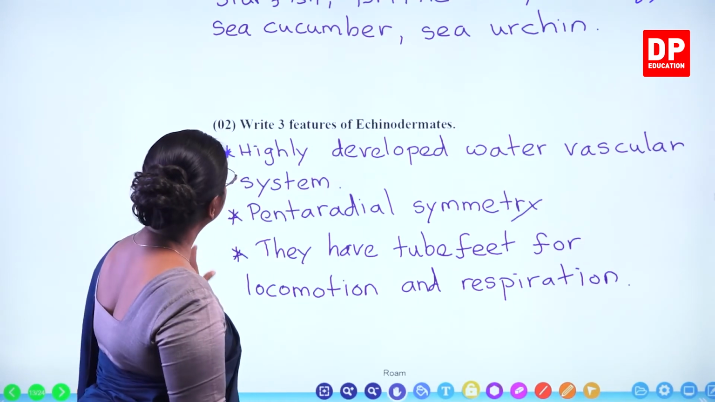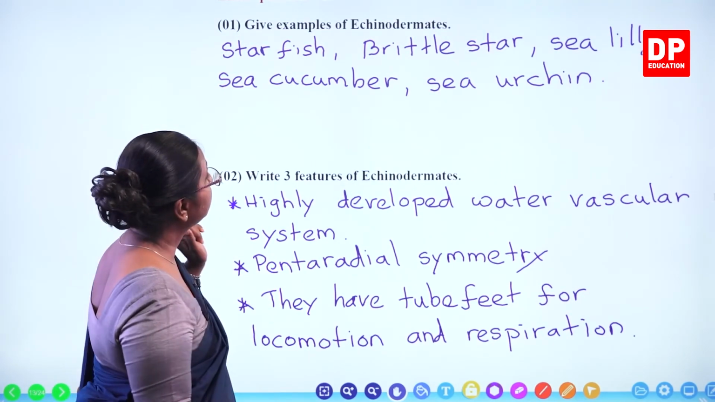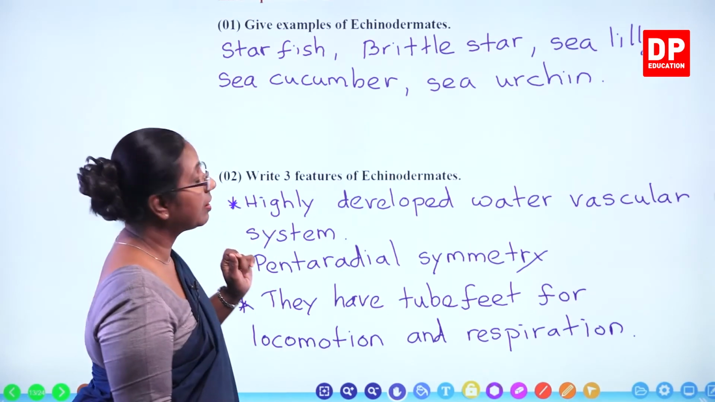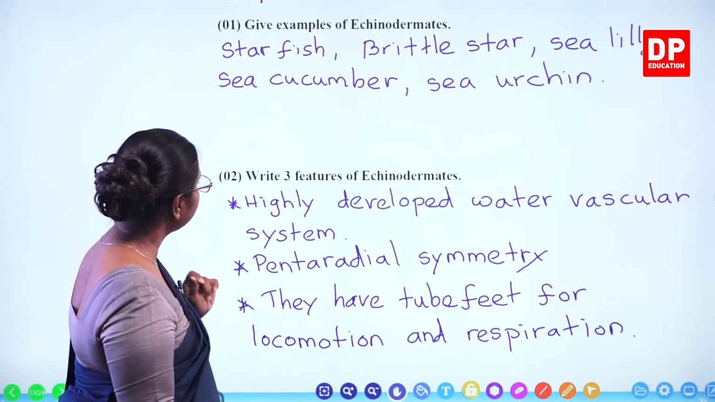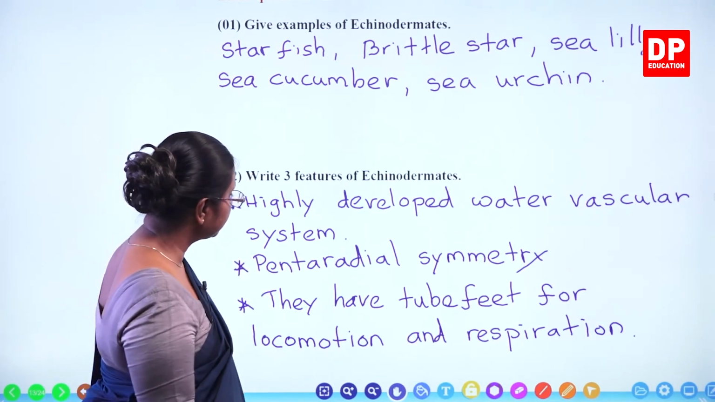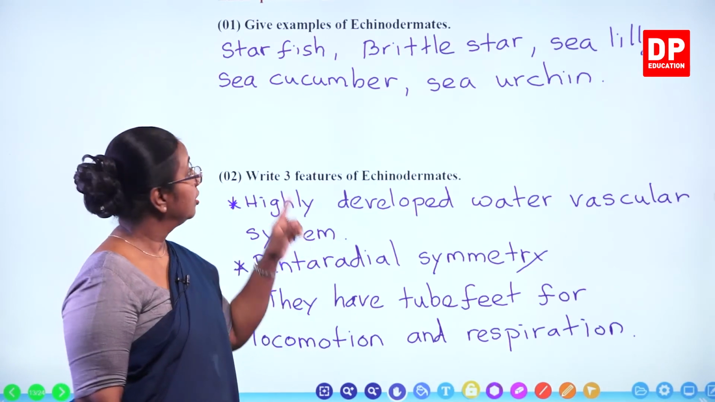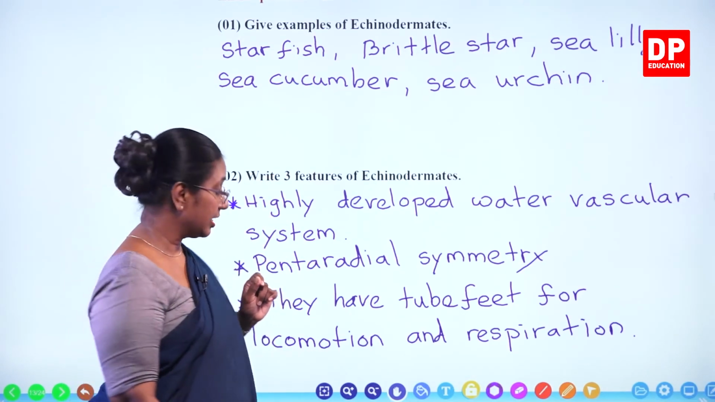So if we look at the questions, give examples of echinodermates: starfish, brittle star, sea lily, sea cucumber, sea urchin. Then write 3 features: highly developed water vascular system, pentaradial symmetry, and they have tube feet for locomotion and respiration. With that, students, I will move on to the next question.